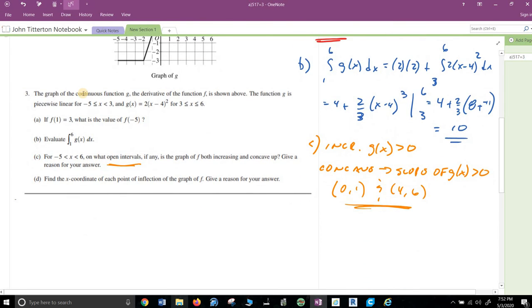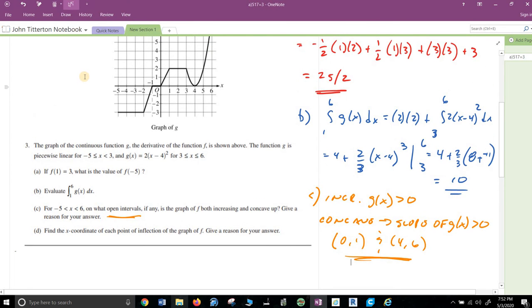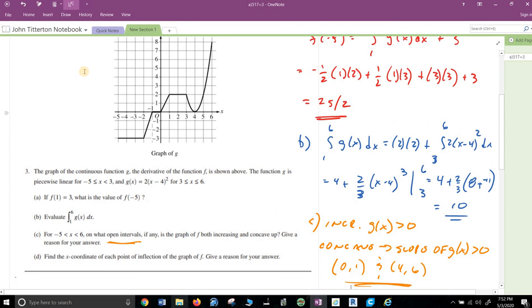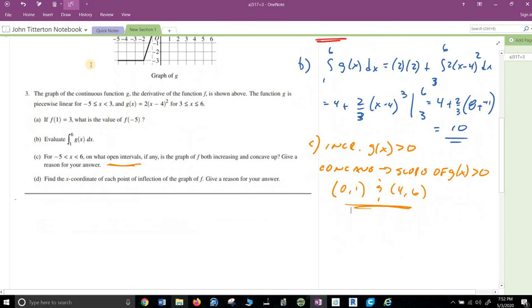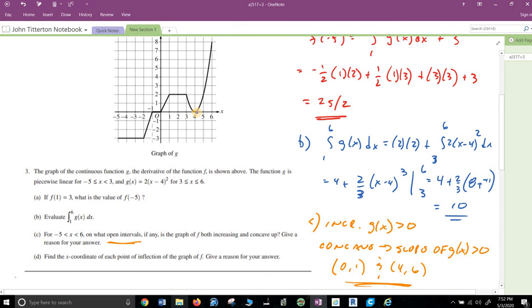And last but not least, find the x-coordinate of each point of inflection in the graph. My brain just shut down for this, and yeah, I got no good explanation for this. It's here, x equals 4.